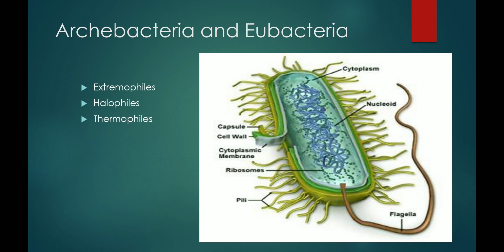The second one is Eubacteria. These are commonly referred to as true bacteria. They have a cell wall of peptidoglycan. They are found as autotrophs and heterotrophs. The autotrophs can be photosynthetic, like Chlorobium and Chromatium. These are the autotrophic bacteria. And sulfur bacteria are the chemosynthetic bacteria.